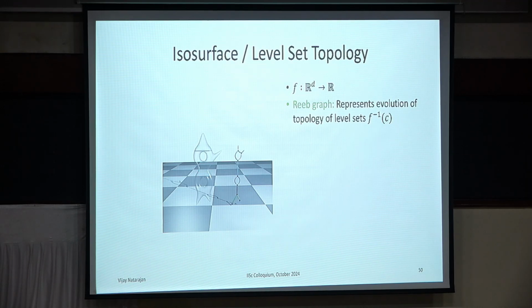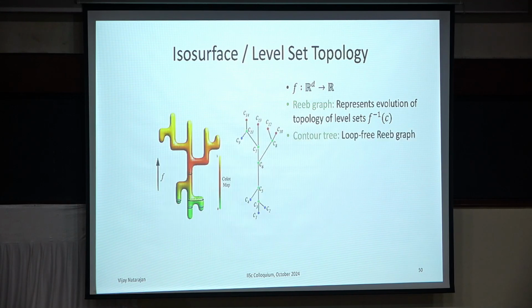Constructing the Reeb graph is a big problem. There is a loop-free version of this called the contour tree. And if the domain, one can show, has no loops, then the corresponding topological descriptor also has no cycles. And that's called the contour tree. This allows us to capture features of interest.